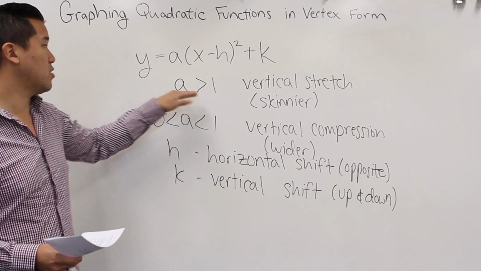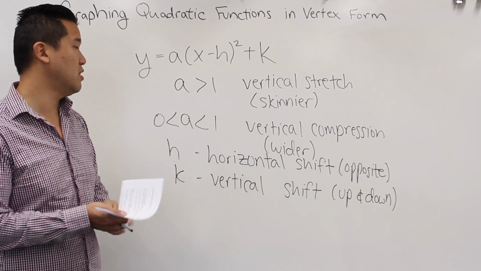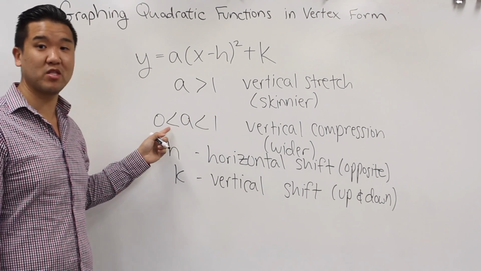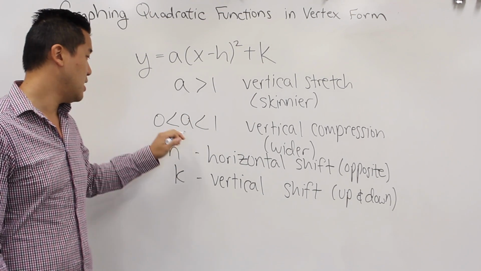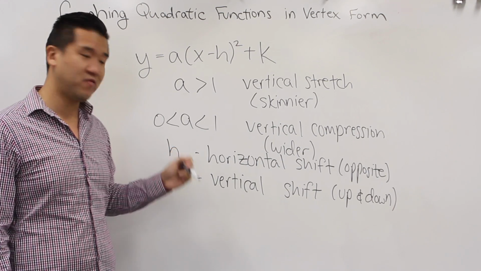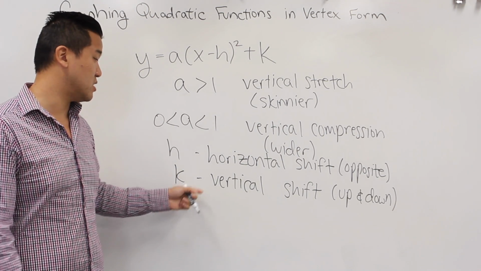Alright, so a greater than 1 is a vertical stretch. If a is in between 0 and 1, it's a vertical compression. If h is a horizontal shift, opposite, remember that. k is a vertical shift.